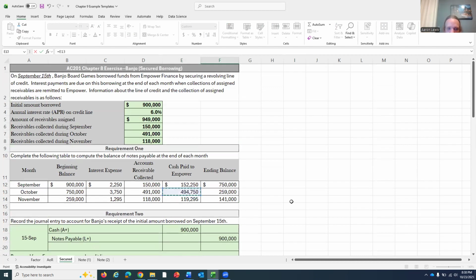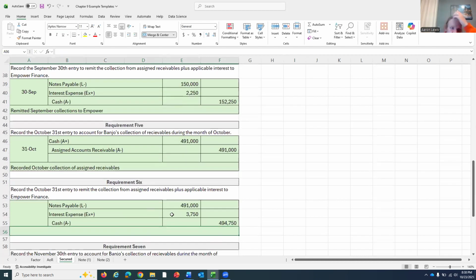And we're going to have to pay $494,750. And here, this is all occurring again on October 31st. We remitted October collections to Empower.